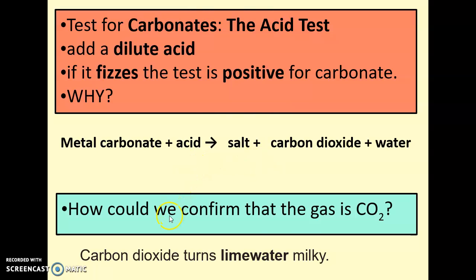Now how could we confirm that the gas is carbon dioxide? Pass the gas through lime water. Carbon dioxide gas will turn lime water cloudy. So if the lime water turns cloudy, we can confirm that the gas is carbon dioxide gas, and the carbon dioxide gas has come from the carbonate. So this is how we identify carbonate in a substance.